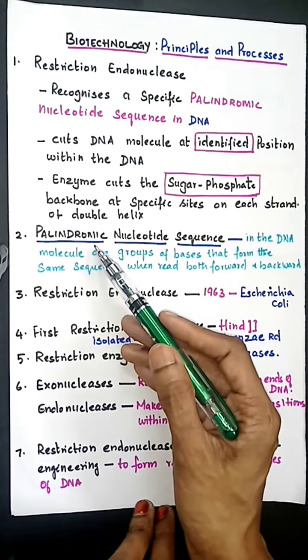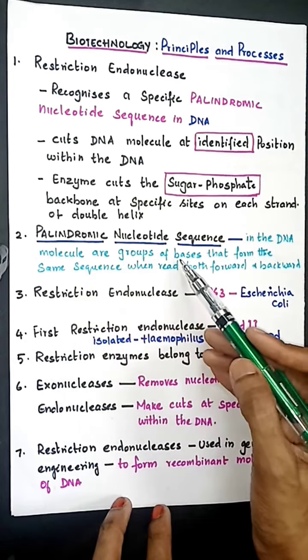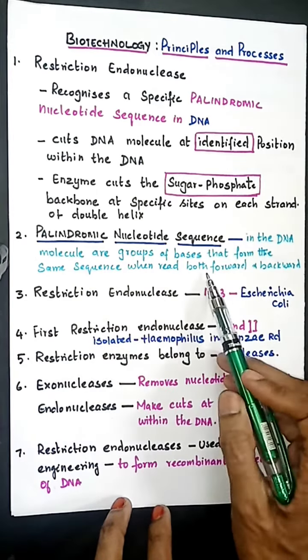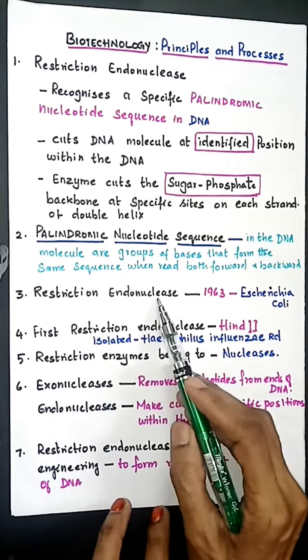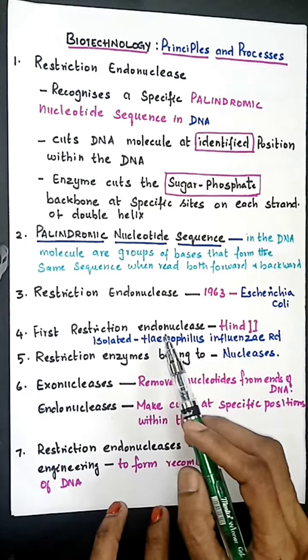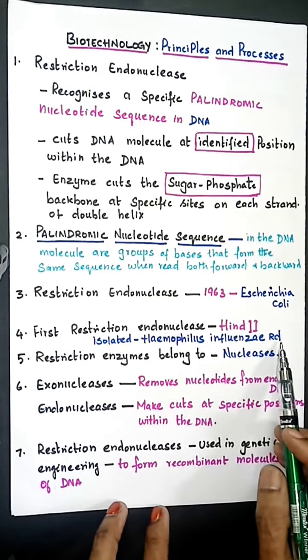What is the meaning of palindromic nucleotide sequence? Palindromic nucleotide sequences in the DNA molecule are groups of bases that form the same sequence when read both forward and backward. Restriction endonuclease was identified from E. coli in 1963. The first restriction endonuclease is HinII, isolated from Haemophilus influenzae Rd.